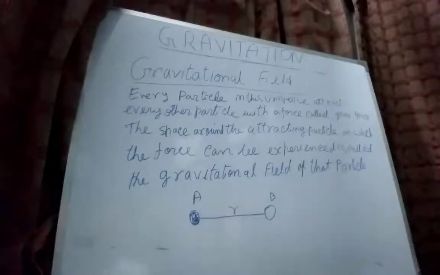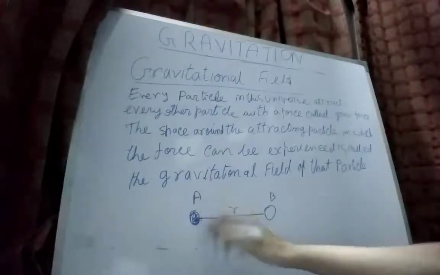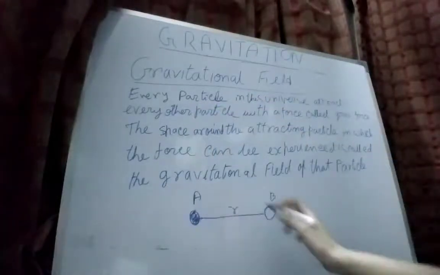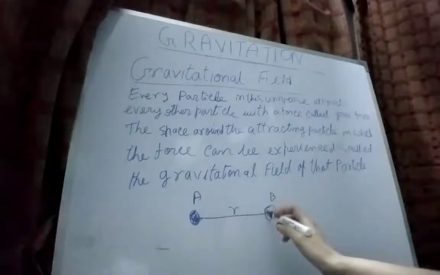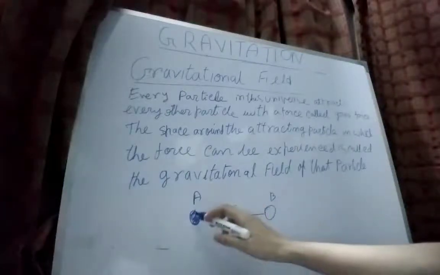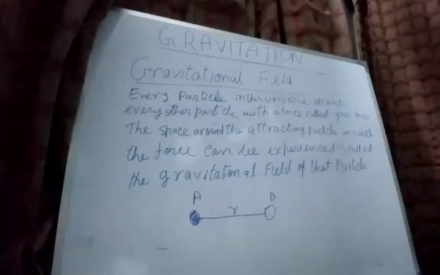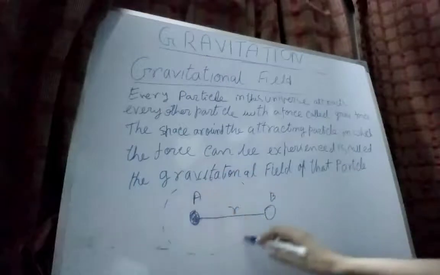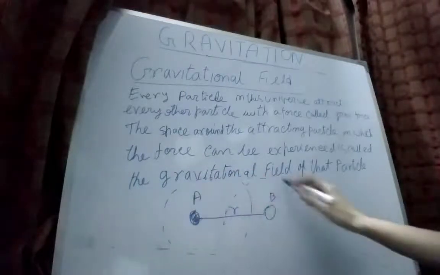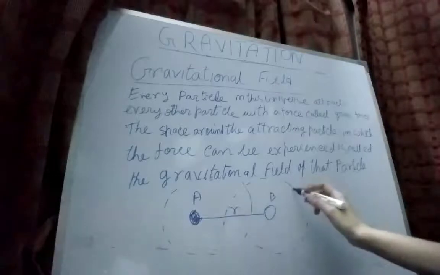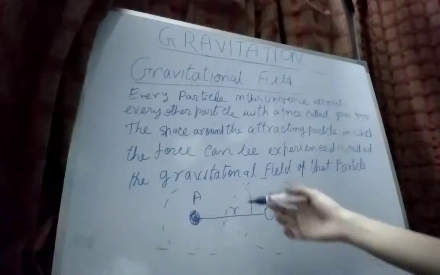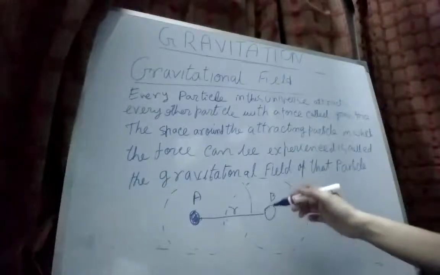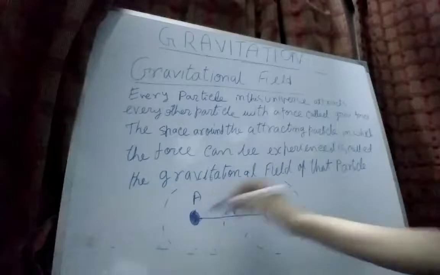due to the universal law of gravitation, as every particle in this universe attracts every other particle, A will attract the particle B towards its center, and particle B will also attract particle A towards its center. Around particle A there is a space, and also around particle B there is a space where if we keep any other particle, then that particle will experience an attracting force of A or B.